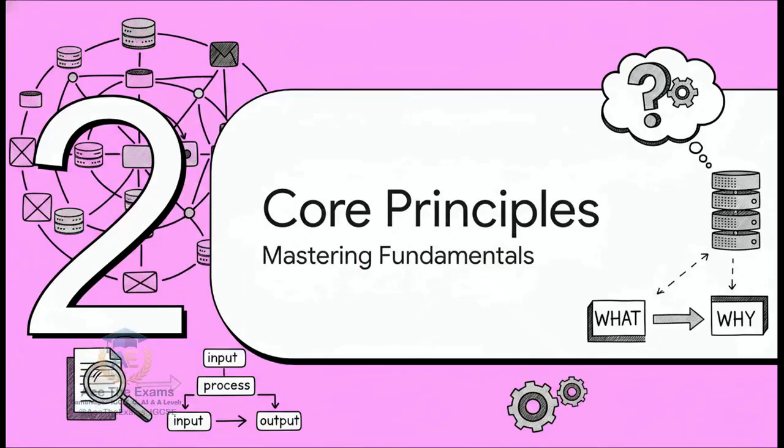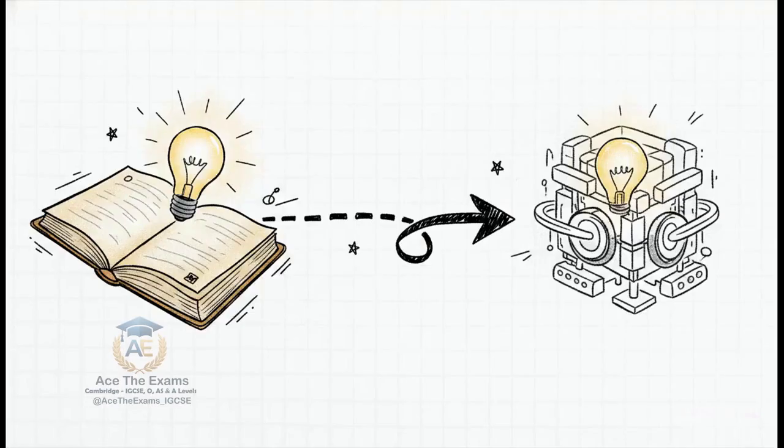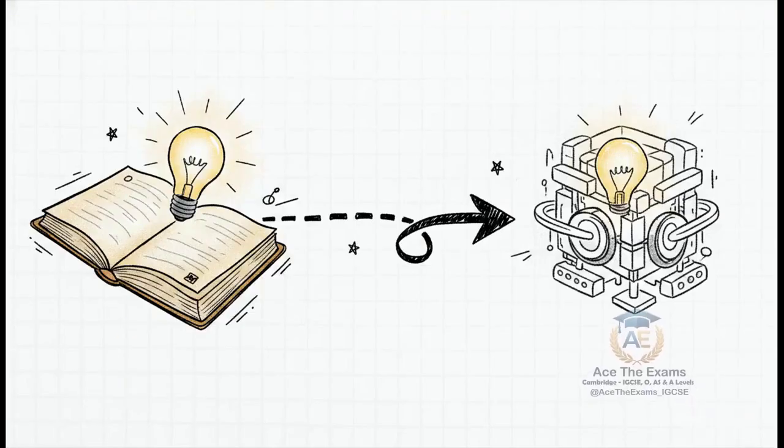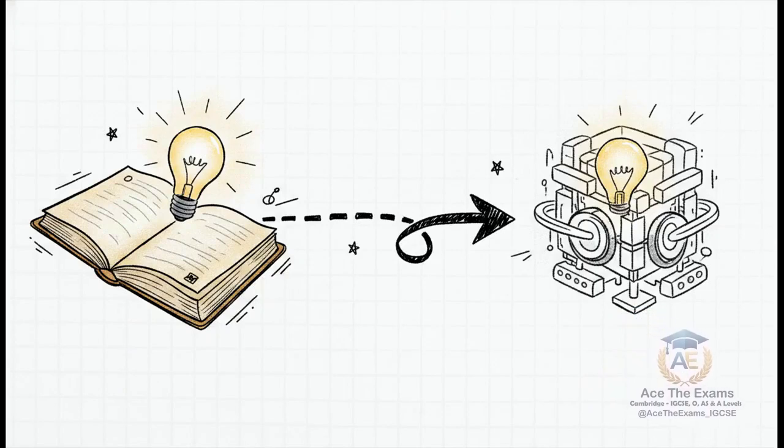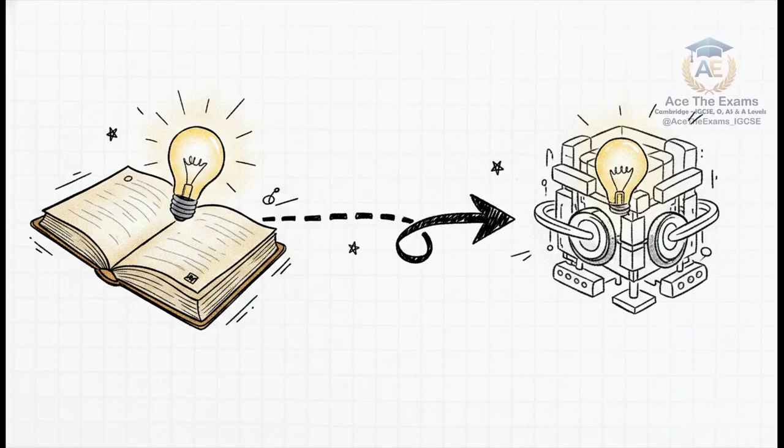Section 2. Core Principles. Mastering Fundamentals. To achieve that analytical depth we just talked about, top-performing students don't just memorize definitions, they build a deeply connected conceptual understanding. Look at the progression of the Cambridge syllabuses. Whether you started with 0417, 0478, 0983, 0984, or 2210, you were building a foundation. But now, at the 9618 level, the syllabus explicitly requires your knowledge to be transferable to completely unfamiliar contexts. You need to understand the why behind the what.